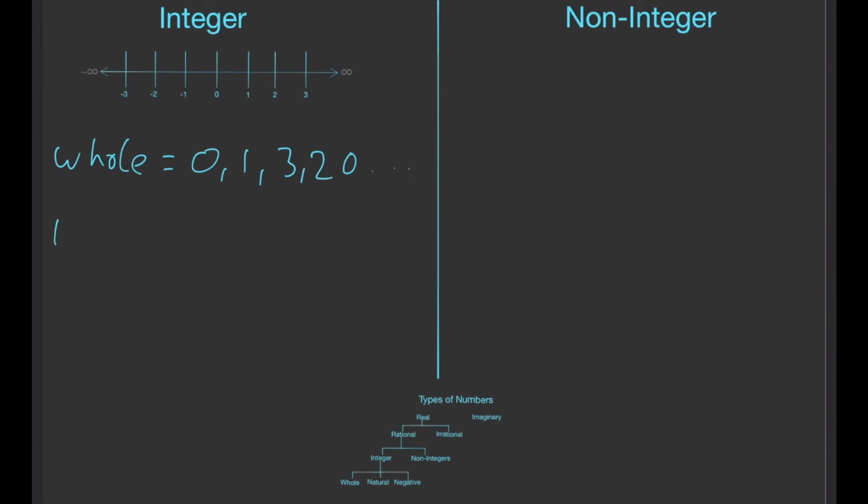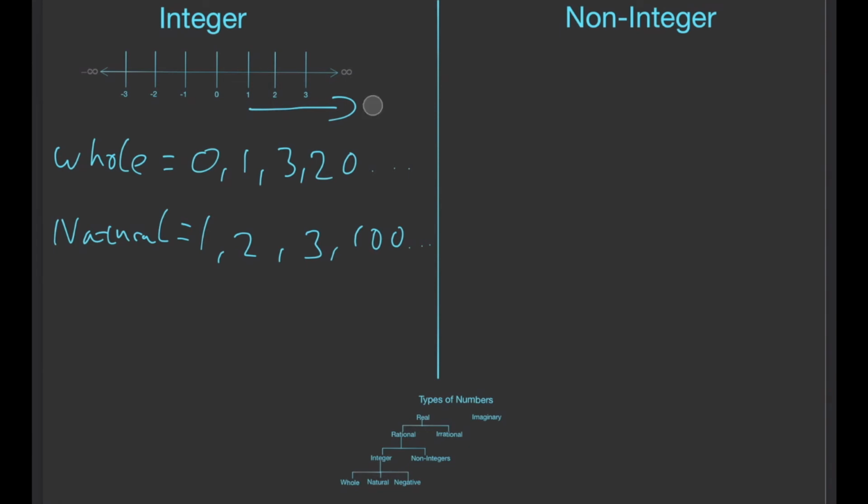Next we have natural numbers. So what is a natural number? A natural number is any number starting from 1 going up in a number line. So a natural number would be a number such as 1, 2, 3, 100, and so on. The difference between a natural number and a whole number is the 0. A 0 is present in a whole number, but it isn't a natural number.